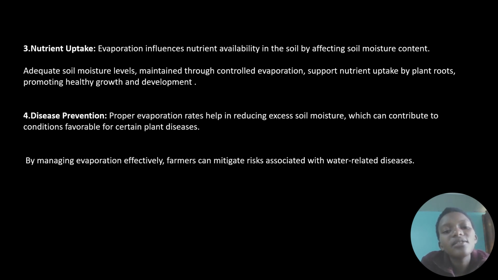Another important point, disease prevention. Proper evaporation rates help in reducing excess soil moisture, which can contribute to conditions favorable for certain plant diseases. By managing evaporation efficiently, farmers can mitigate risks associated with water-related diseases.